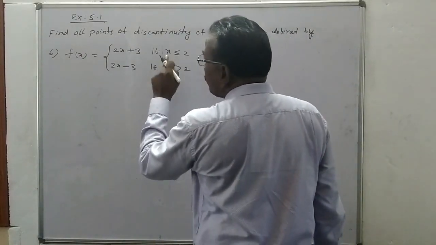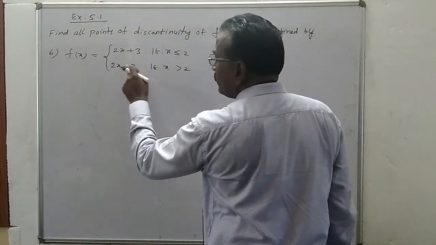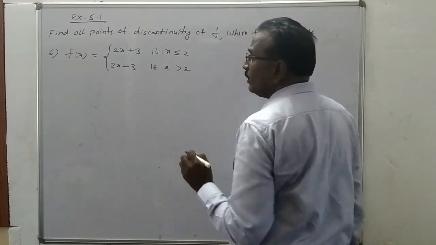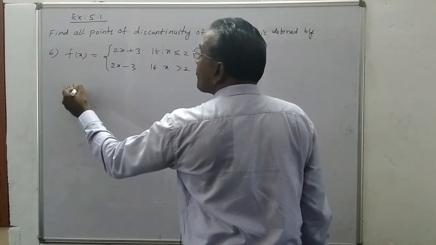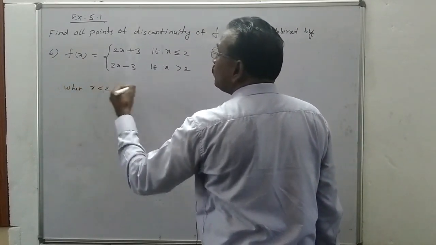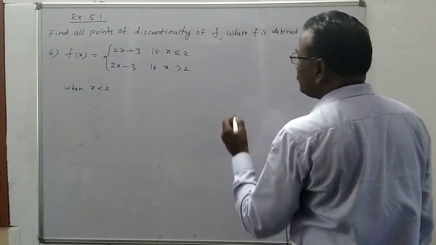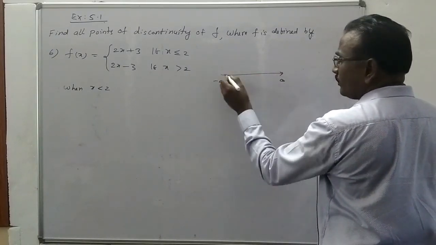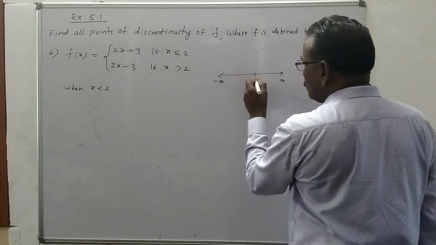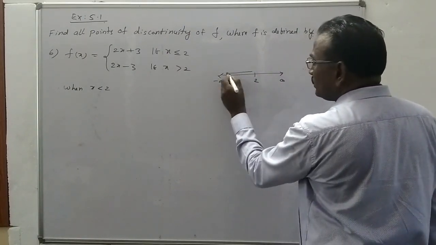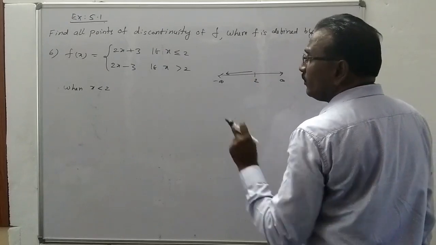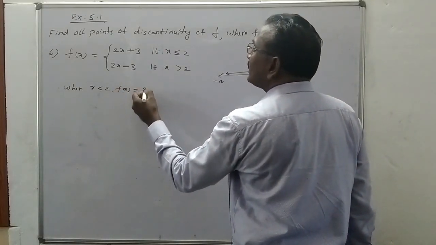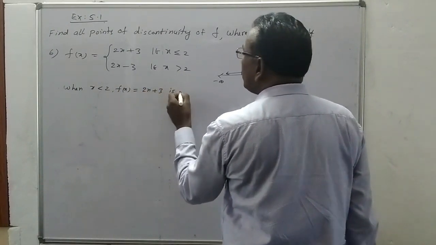Here the given function f of x is equal to 2x plus 3 if x is less than or equal to 2, and 2x minus 3 if x is greater than 2. What is the domain of this function? This is the real number line, minus infinity to plus infinity. Here the point is 2. When x is less than 2, f of x is 2x plus 3, a polynomial.